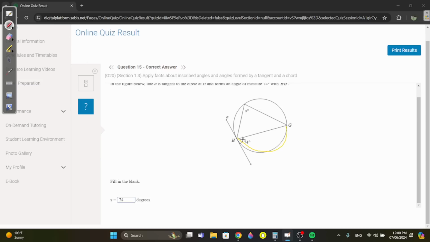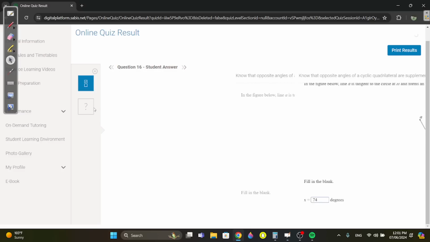If you can see, this intercepts. Look at the endpoints and connect them to here. By connecting these two endpoints, you get that arc.